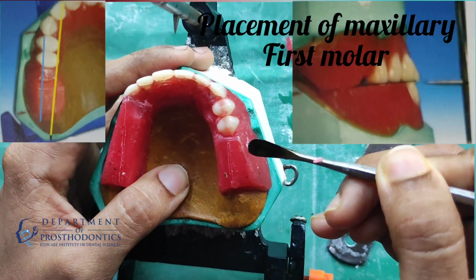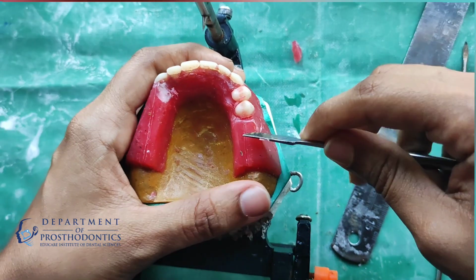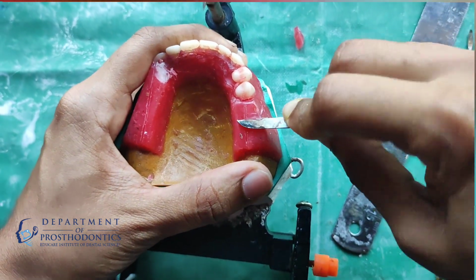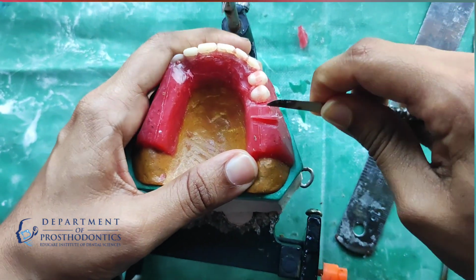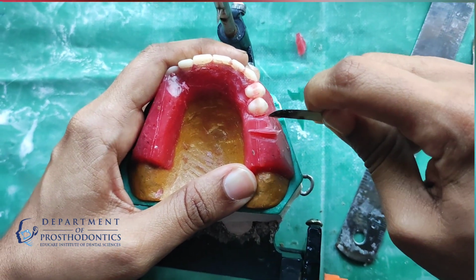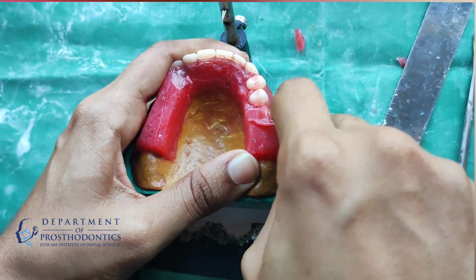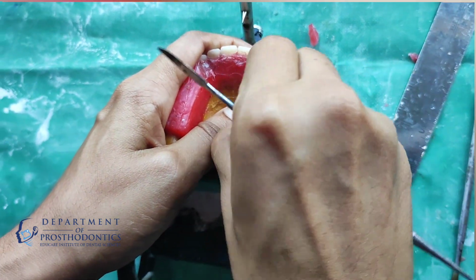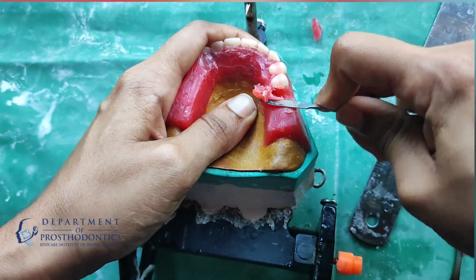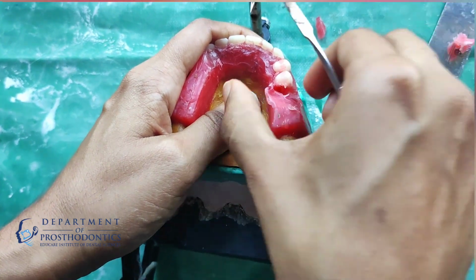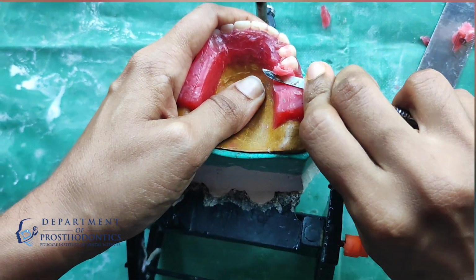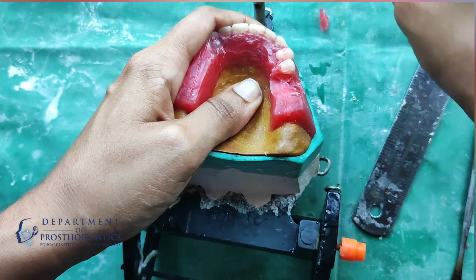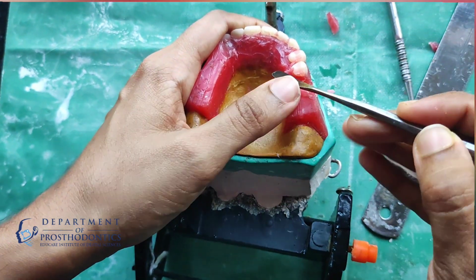Maxillary first molar. The long axis of the maxillary first molar is inclined distally in relation to the vertical axis. Only the mesiopalatal cusp is in contact with the occlusal plane. The maxillary first molar is slightly inclined when viewed from the front. When the patient smiles, very minimal buccal surface should be visible when viewed from the front.